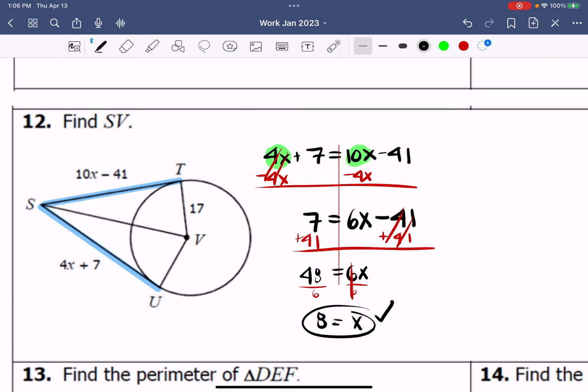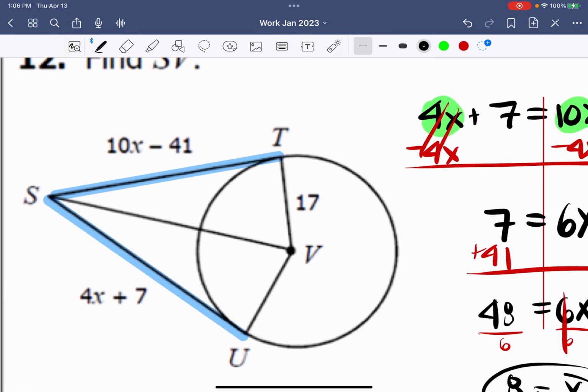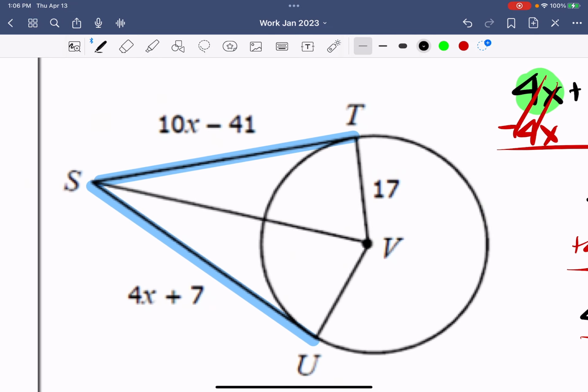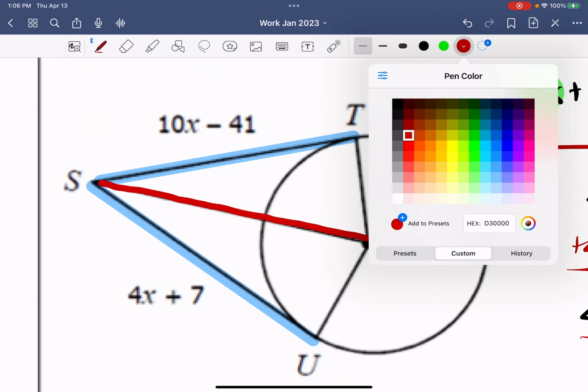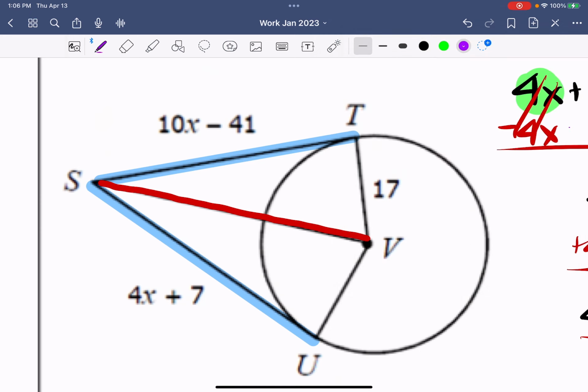Now, we're asked to find SV. So we're not done. But we had to find x. You know, it was part of it. So let's go back. If I am looking to find SV, then that means what they want you to do is they also gave you an extra number, okay? If you look around, they gave you a 17. So really, right now, I'm more concerned about that top triangle that's being built. So I want you to be able to ignore the bottom one. So I'm gonna white it out.